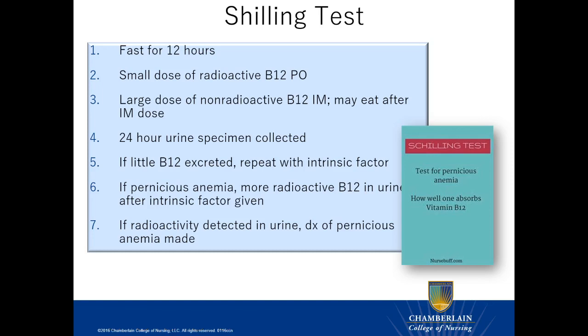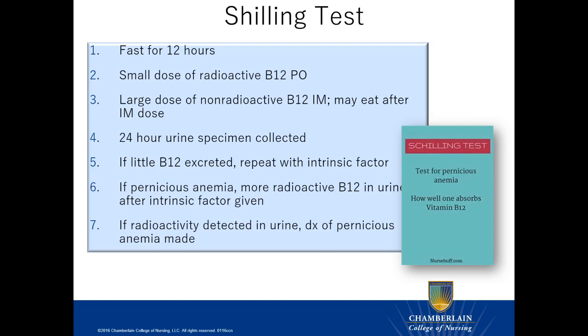So the Schilling test. The Schilling test tests for pernicious anemia. It's going to tell if this person can absorb vitamin B12. They will fast for 12 hours. They'll get a small dose of radioactive B12 by mouth. Then they'll get a large dose of non-radioactive B12. And that will be given IM. After that, they can't eat. Their fast is over. And they'll collect a 24-hour urine.